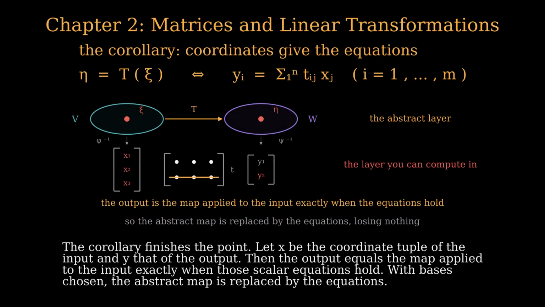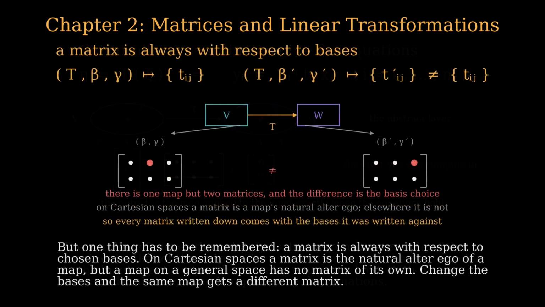The corollary finishes the point. Let x be the coordinate tuple of the input and y that of the output. Then the output equals the map applied to the input exactly when those scalar equations hold. With basis chosen, the abstract map is replaced by the equations. But one thing has to be remembered. A matrix is always with respect to chosen basis.